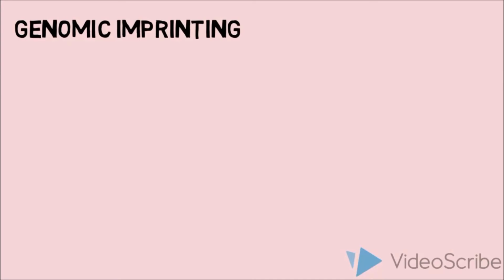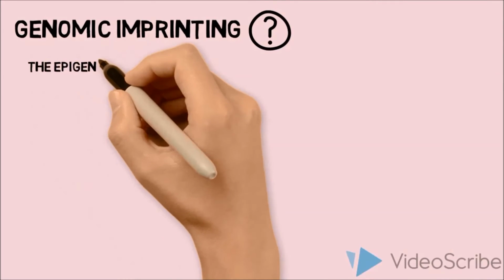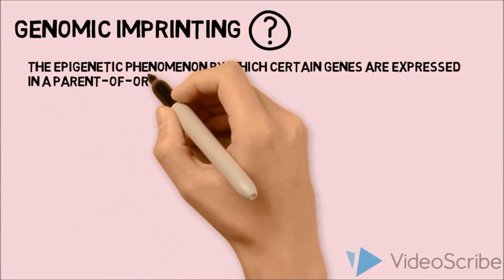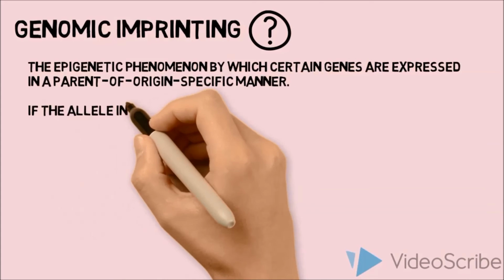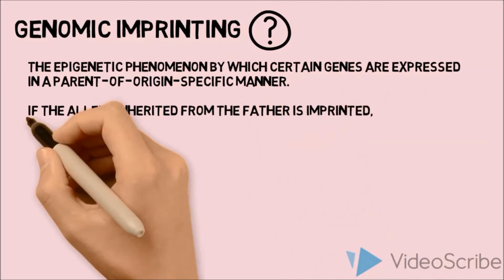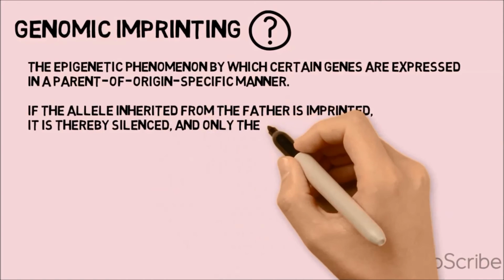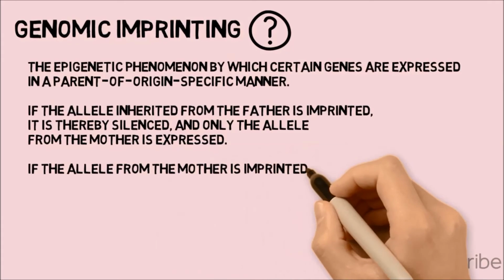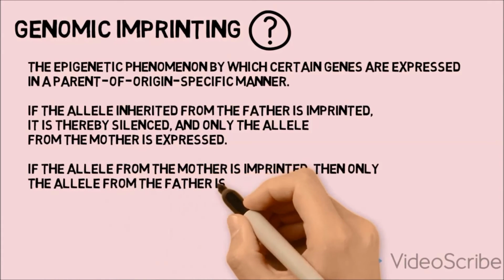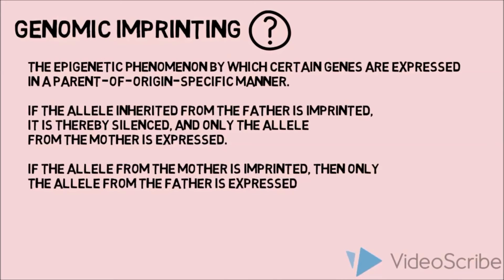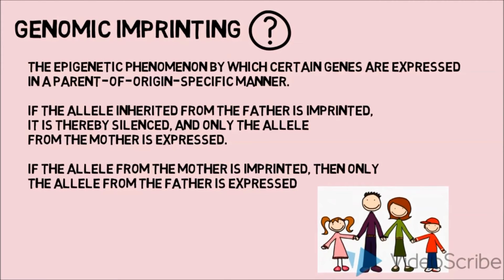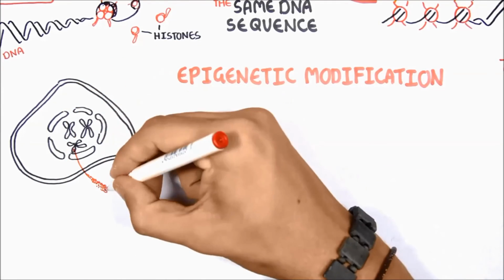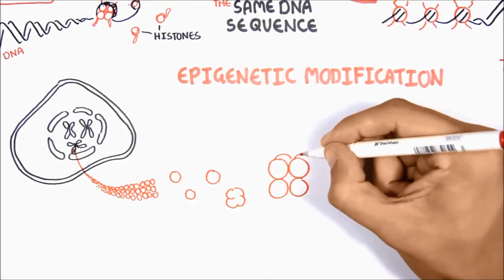Genomic imprinting can be defined as the epigenetic phenomenon by which certain genes are expressed in a parent-of-origin specific manner. If the allele inherited from the father is imprinted, it is thereby silenced and only the allele from the mother is expressed. Meanwhile, if the allele from the mother is imprinted, then only the allele from the father is expressed. Epigenetic modification brings about lasting changes in gene expression. Let's have a closer look.